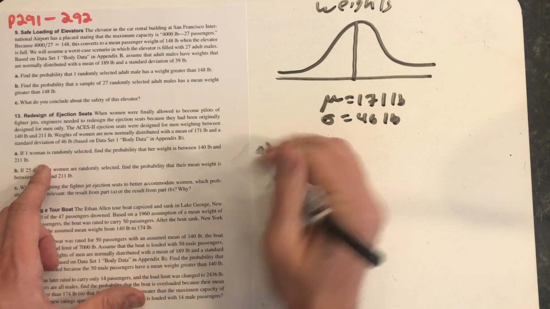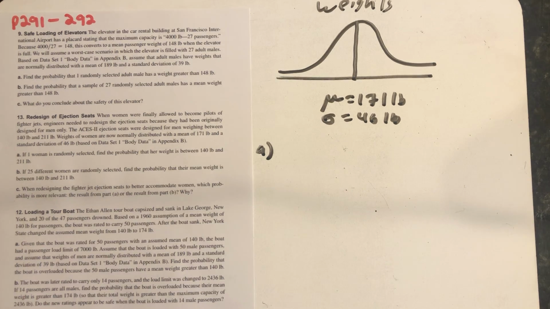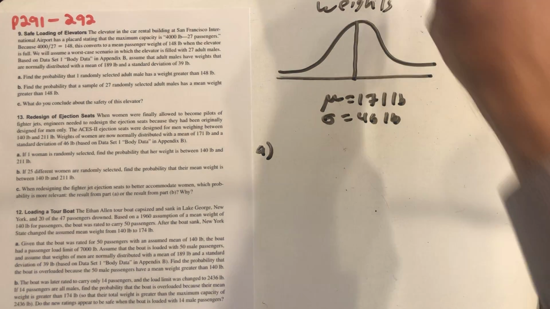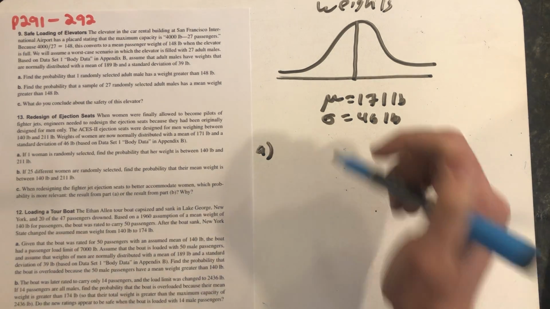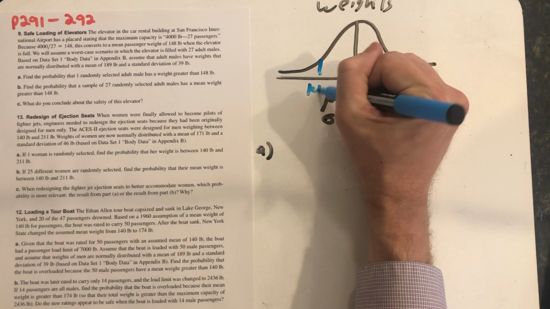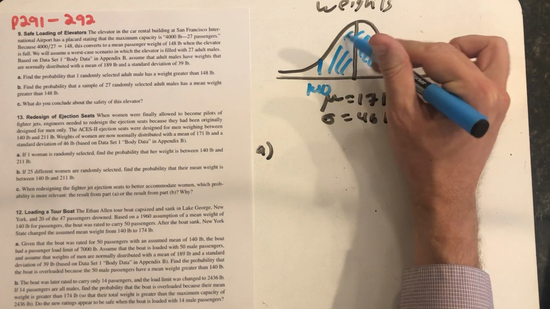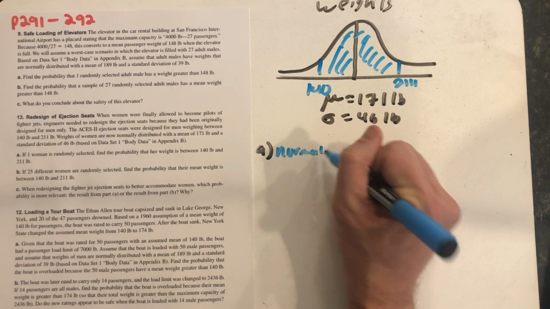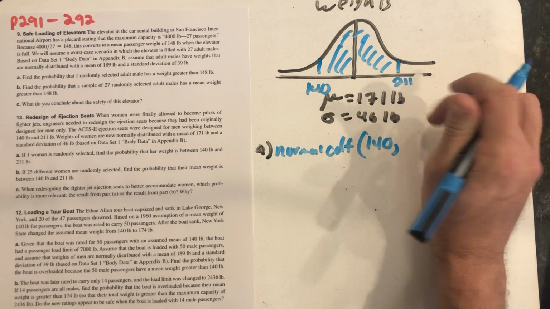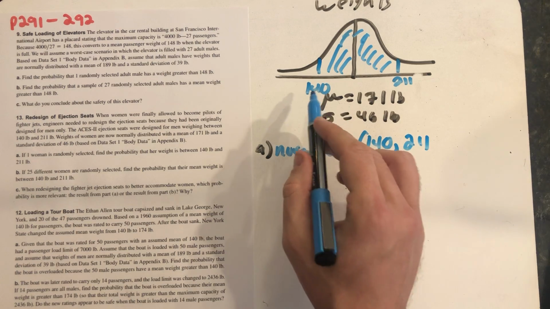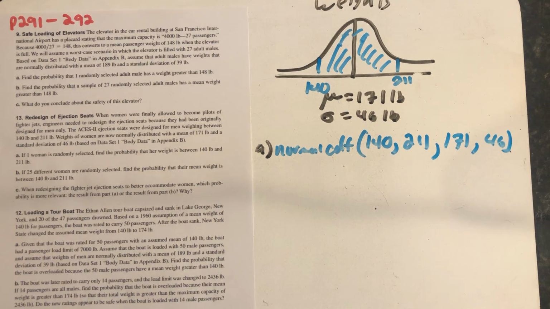Part A. If one woman is randomly selected, find the probability that her weight is between 140 and 211 pounds. Those were the original safety requirements for these seats that had to be redesigned. So between 140 and 211. I don't think what I'm shading is too well to scale here, but it'll let me understand what to use in my calculator. I'm using normal CDF, and I need to find the probability between 140 and 211. I'll tell the calculator the mean and the standard deviation.